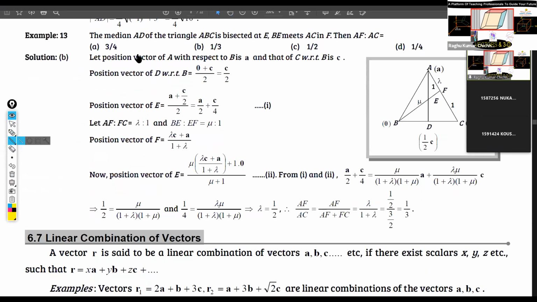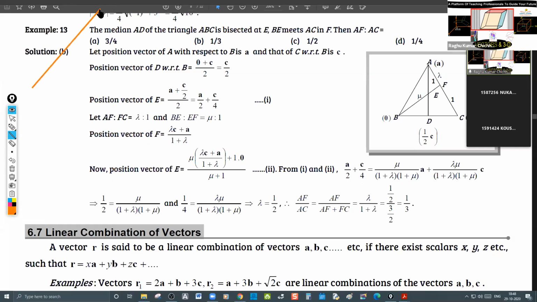Let me draw the triangle and let me take the data. This is triangle ABC. Let us write the data here. This is triangle ABC, let me say. And what he's saying is, the median AD of the triangle ABC. Median means it is a line joining any vertex to the midpoint of its opposite side. Let us say the midpoint of BC is D.